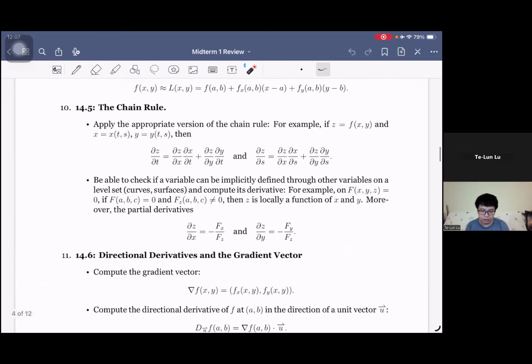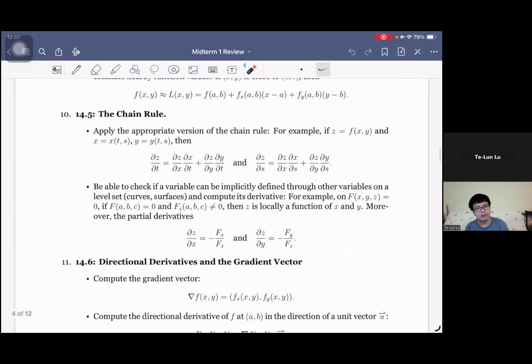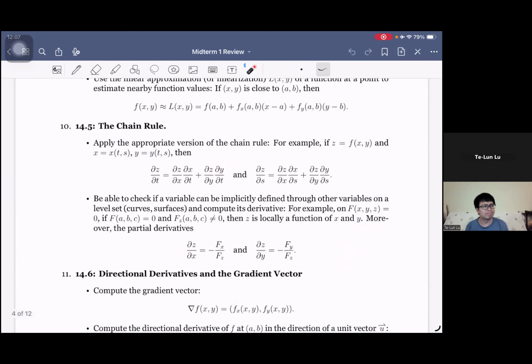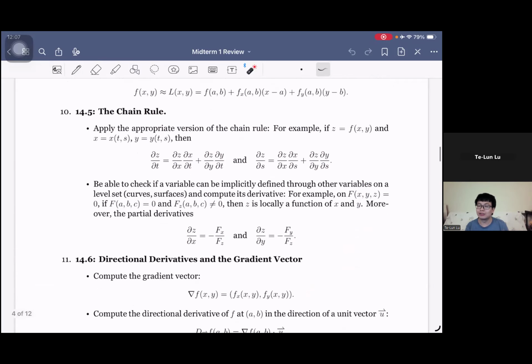And then for the chain rule, there's actually not much to talk about. This section is very proof heavy. There's a lot of proof I recall in the lecture, but actually the concept is quite simple. So you apply the usual chain rule and you derive this kind of multivariable chain rule.